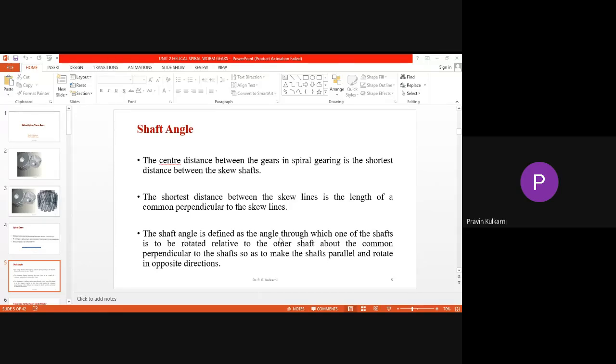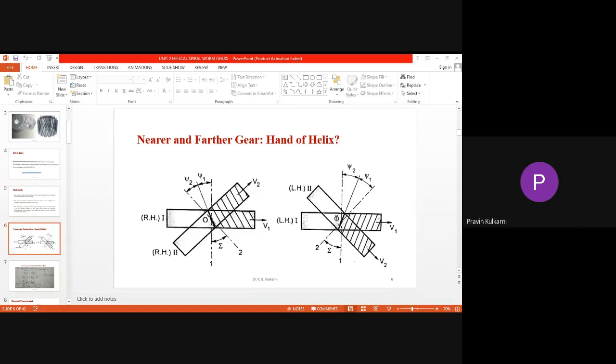The shaft angle is defined as the angle through which one of the shafts is to be rotated relative to the other shaft about the common perpendicular. Now, the shaft angle for two similar helices will be the addition of helix angles, and for others it will be the difference. If the two hands are the same, RH, it has ψ1 plus ψ2 as the shaft angle. Similarly for LH. But if I have an RH-LH combination, the shaft angle will be the difference of the two helix angles.